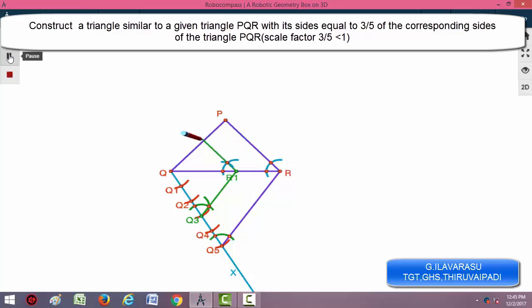Mark it as P1. Now the required triangle is P1QR1. So it will be PQR's similar triangle. So the ratio of the sides of the triangle P1QR1 to the sides of triangle PQR will be 3:5. That is the required triangle. We have completed the construction. Thank you.